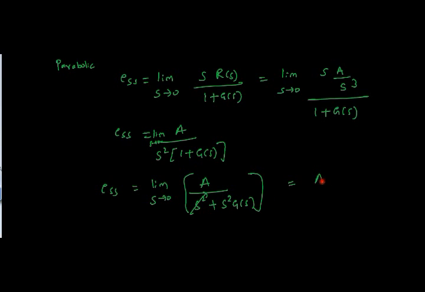Okay, so overall the steady state error for parabolic input will be A over, sorry, it is Ka, because we already defined Kp for unit step input. So ess is A upon Ka, where Ka is limit of s tends to 0 of s square G(s). Let me write that. Ka is limit of s tends to 0 of s square into G(s).